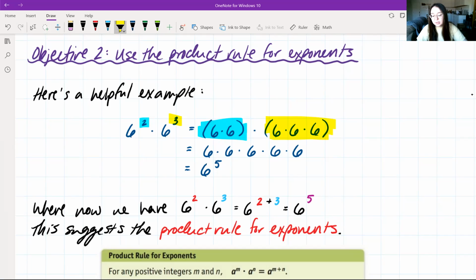So once we have all of these values, we can drop our parentheses because they're not doing anything at this point. And once we do that, we see that we have 5 factors of 6, which would make this exponent 6 to the power of 5.